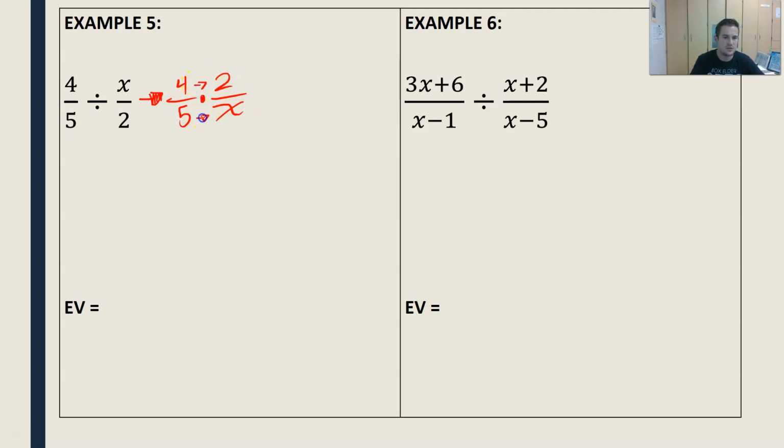And then I'm just going to multiply straight across. So that equals 8 on the top, 5x on the bottom, and nothing there can simplify, so I'm as simplified as I can go. That's my final answer, 8 over 5x.